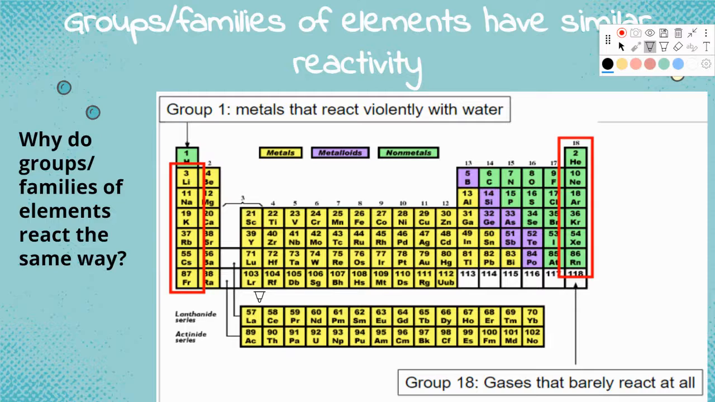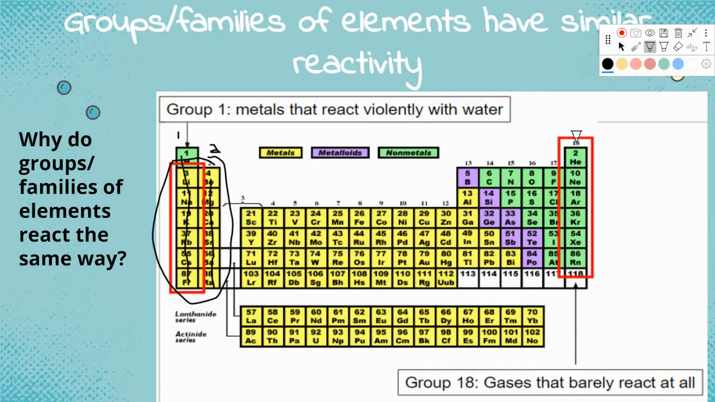What you'll notice here is that groups or families have similar reactivity, so they react similarly. These right here react the way they do because they only have 1 or 2 electrons on their outer shell. That's why there's a 1 here, and that's why there's a 2 here: these only have 1 electron on their outer shell, and these only have 2 electrons in their outer shell. Because of that, they want to give them up so quickly that they will react violently when they get together with something they can react with. And the ones up here in the metals are going to react more violently with water than most other elements.